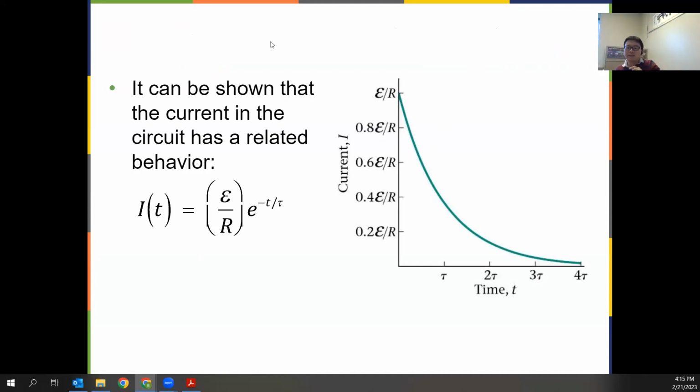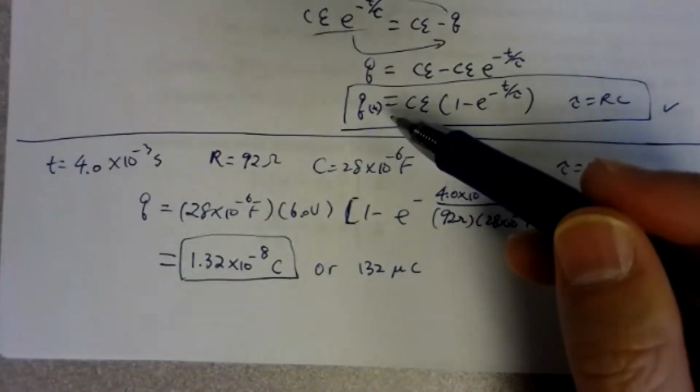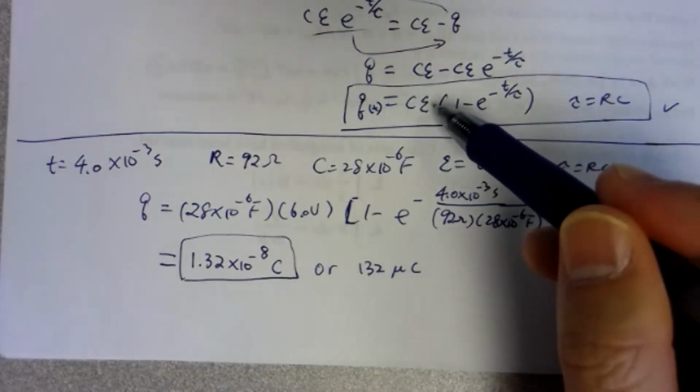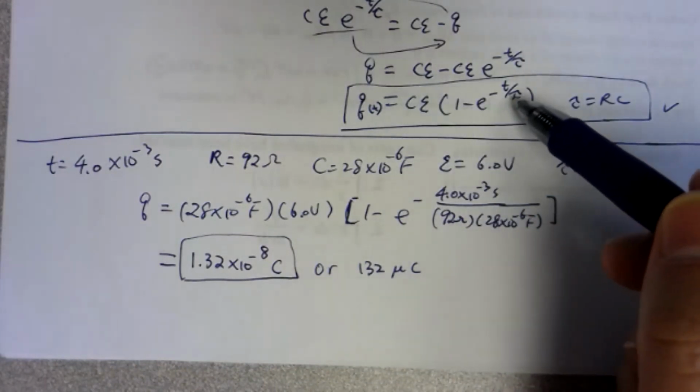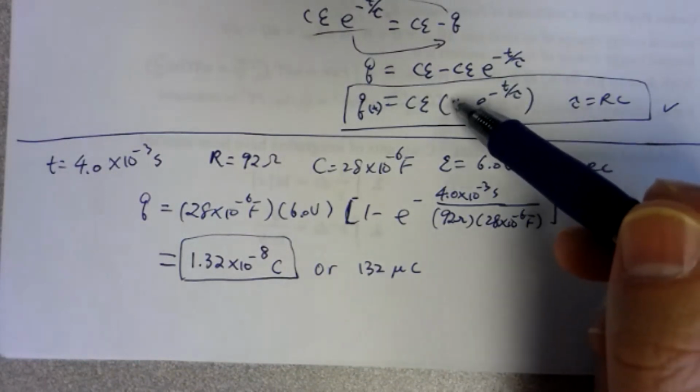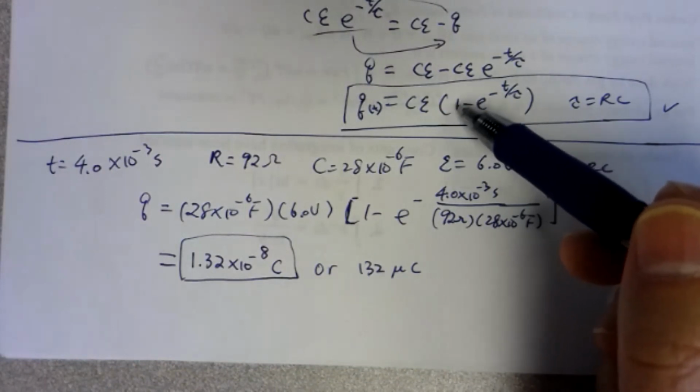For the current of the RC circuit, you do dq divided by dt. Quickly we can take a look at this derivation. So you are taking the derivative of this over dt. This has two terms. The first one is 1, and the second one is the exponential function of t. The derivative of the first term will be 0 because it is a constant.